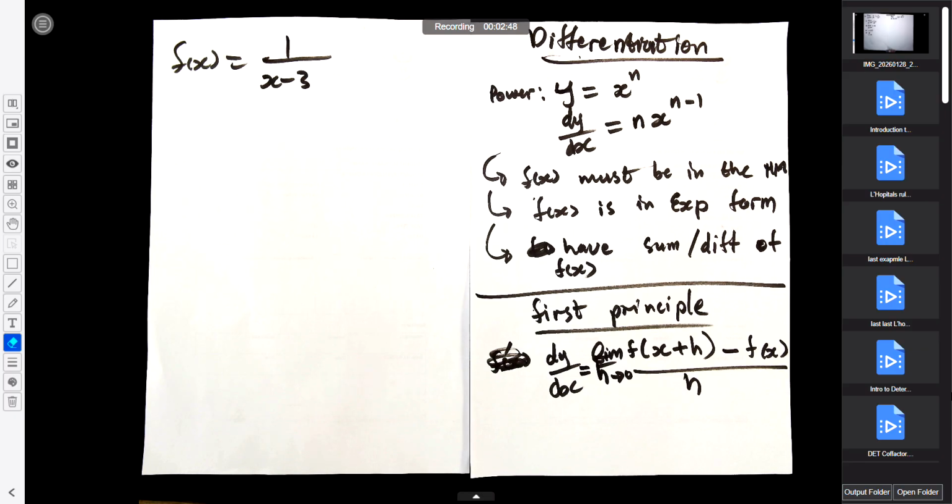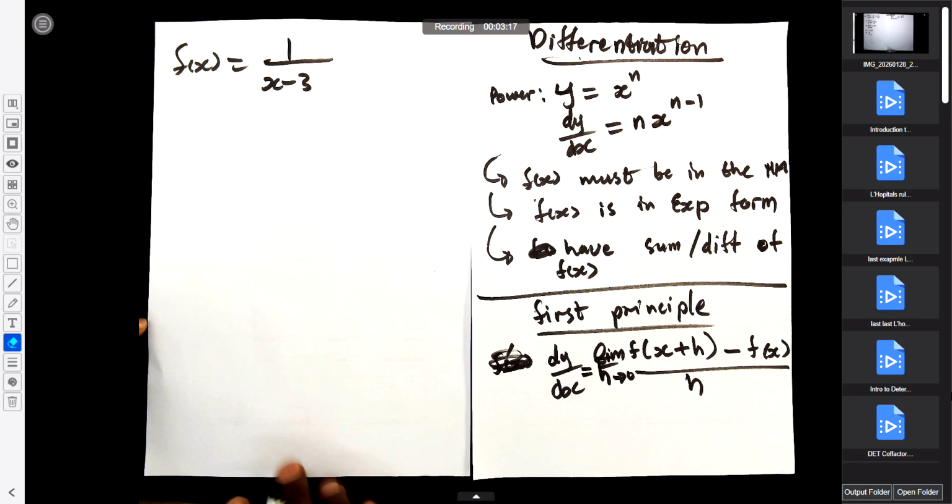So we know that if you use the quotient rule, the answer is going to be negative something. I'm not sure of the value in the numerator, but we'll have a value in the numerator over (x minus 3) to the power of 2. But let's try and use first principle.